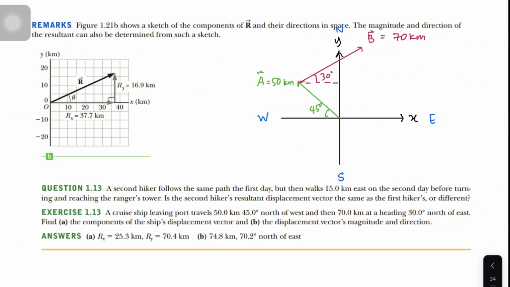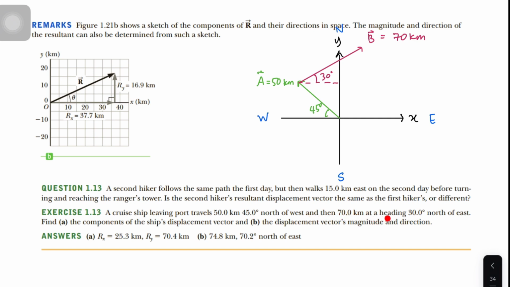For exercise 1.13, I'm going to give you a hint or slightly a bit of guide information. A cruise ship leaving port travels 50 kilometers 45 degrees north of west. If we visualize the first vector here, from the west towards the north, this is an angle of 45 degrees, and here lies our vector A, the first vector, with a magnitude of 50 kilometers.